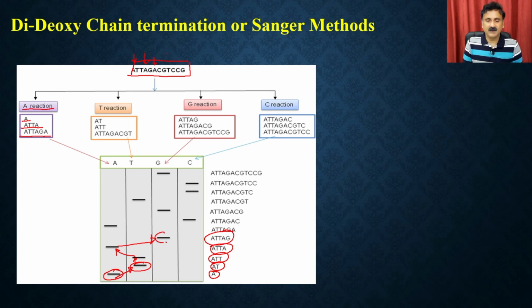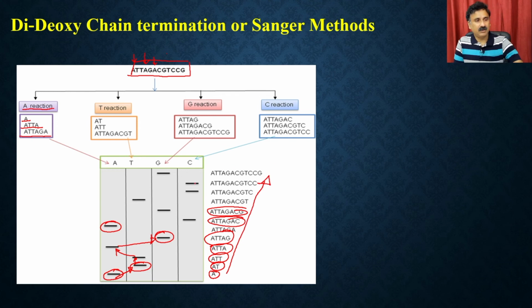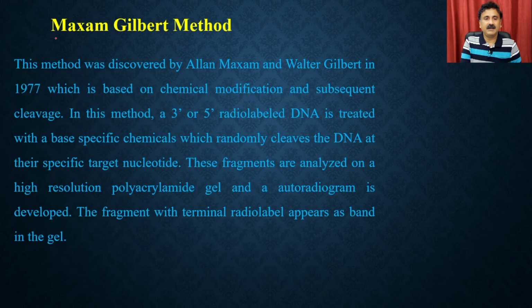This is what has happened, right? Because this is a G, it's terminating at G. Then this is A, so it's terminating at A. Then you have C, then you have the G, something like that. So if you read this in the reverse direction, ultimately you are going to get the sequence of that particular genome, DNA, right? Now let's move on to the next method, and the next method is called the Maxam-Gilbert method.